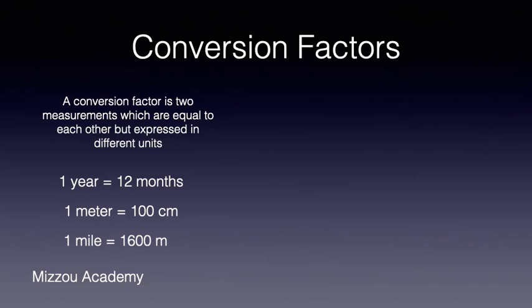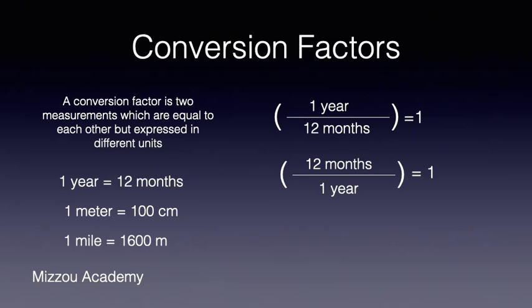If we know that 1 year and 12 months are the same amount of time, we can write a fraction with one measurement on the top of the fraction in the numerator and the other one on the bottom in the denominator. Since 1 year and 12 months are the same amount of time, this is like dividing a number by itself. And any number divided by itself is equal to 1. So that means we could write this number the other way too. We could have put 12 months on top and divide by 1 year. And this is also equal to 1.